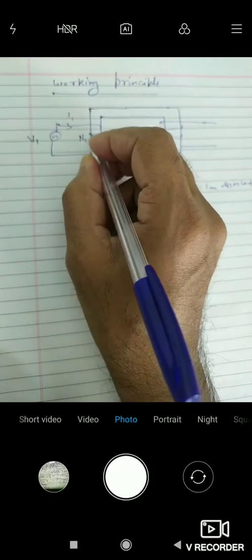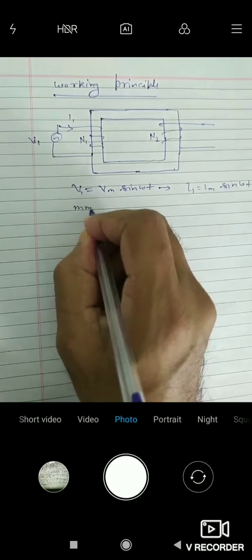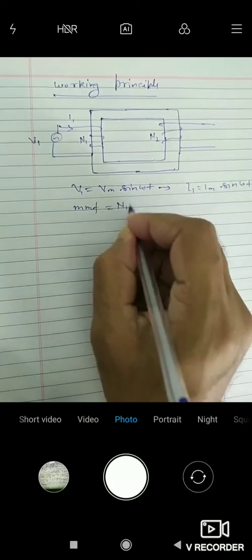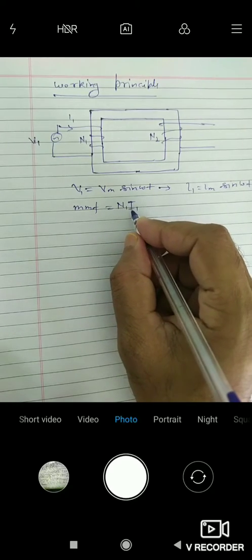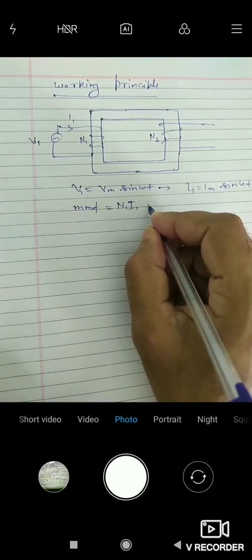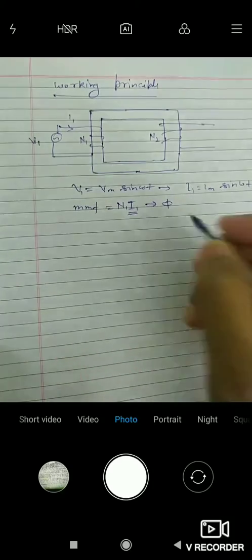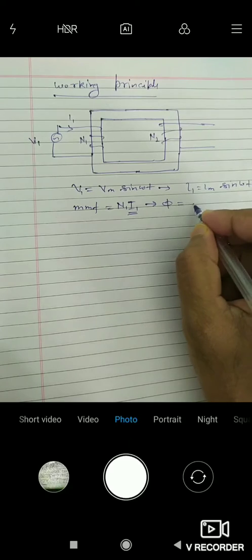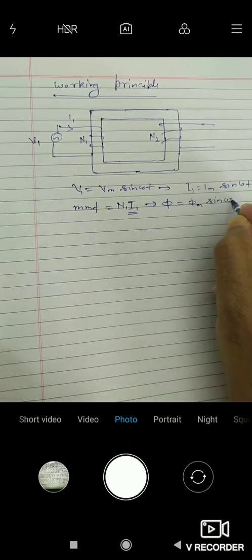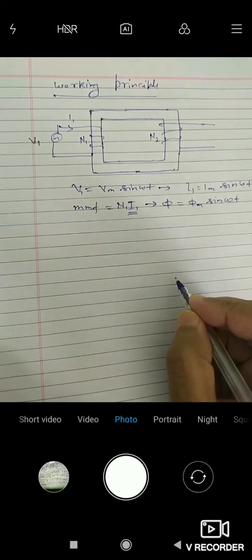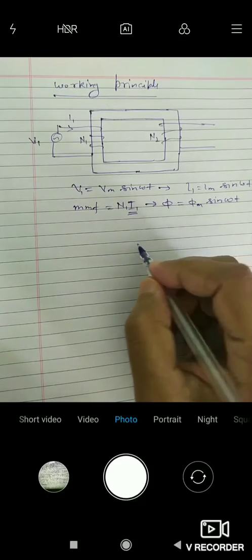So this current will help the primary winding to produce flux, because the MMF in the primary winding will be N1 I1, and we know the role of MMF. MMF is responsible for producing flux. So this MMF will produce flux phi. As the current is sinusoidal, the flux will also be sinusoidal, and this flux will be given by phi equal to phi m sin omega t. Right? So this is also sinusoidal.